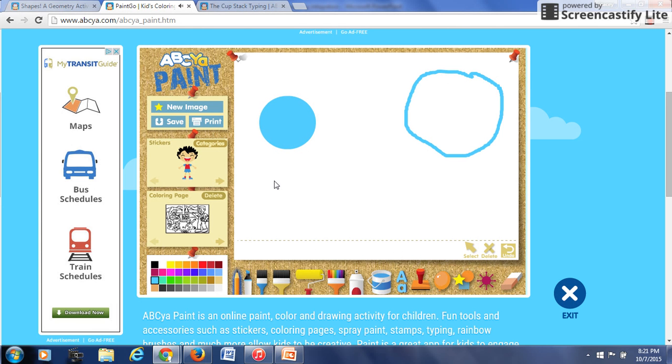They would then use their handwriting skills to write the name, because it's part of the Common Core that they have to be able to recognize not only the shape but the name of the shape. And then finally they would type the name. So this brings all of it first full circle: the handwriting, the keyboarding, the fine motor, and the math.